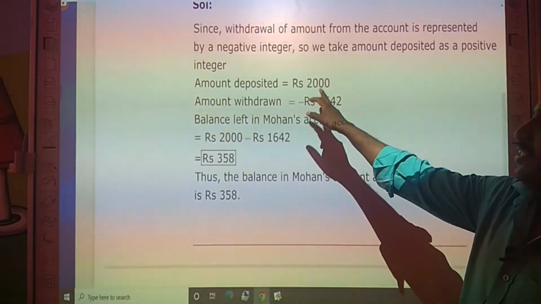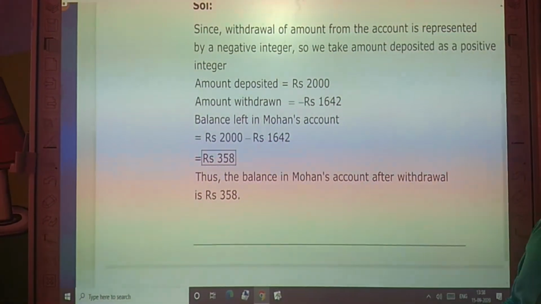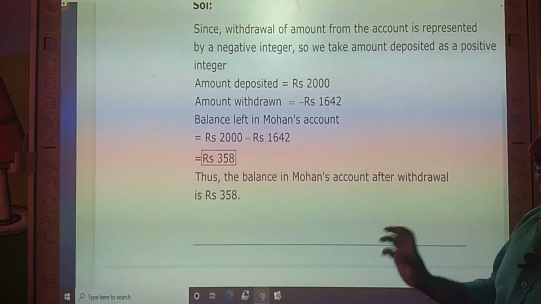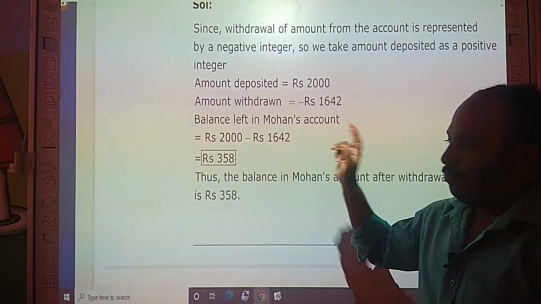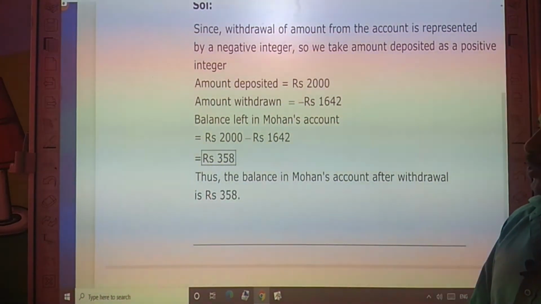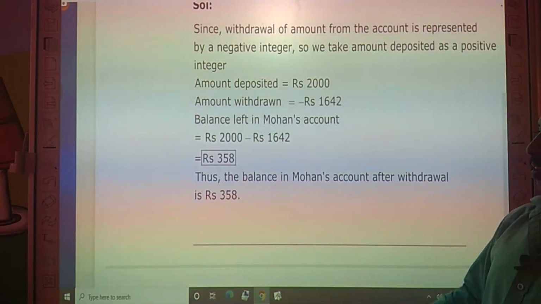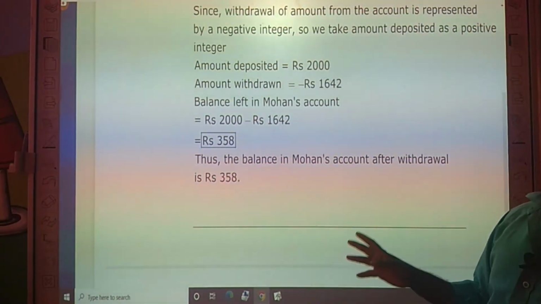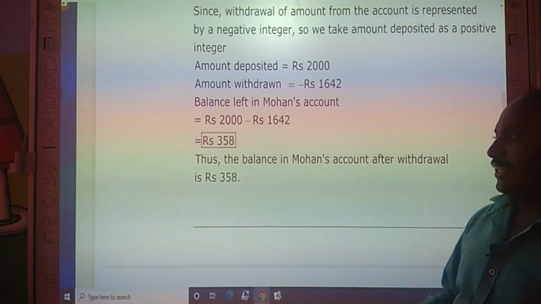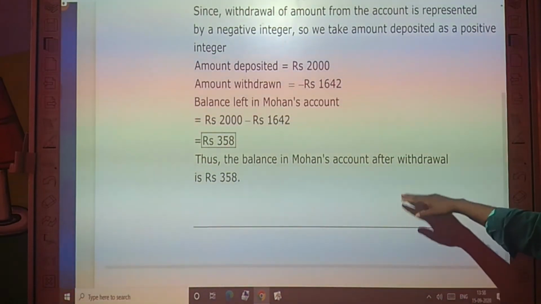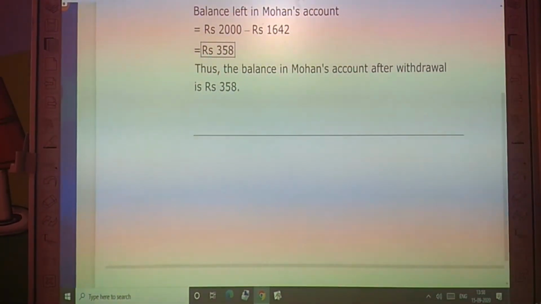The amount deposited is 2000 rupees. The amount withdrawn is 1642. Balance left in Mohan's account is 2000 minus 1642. That means deposit minus withdrawal. 2000 minus 1642 is equal to rupees 358. Thus the balance in Mohan's account after withdrawal is rupees 358.